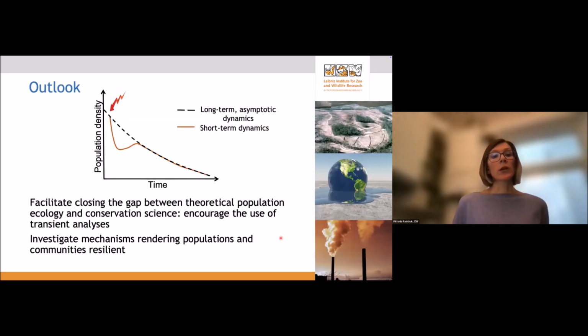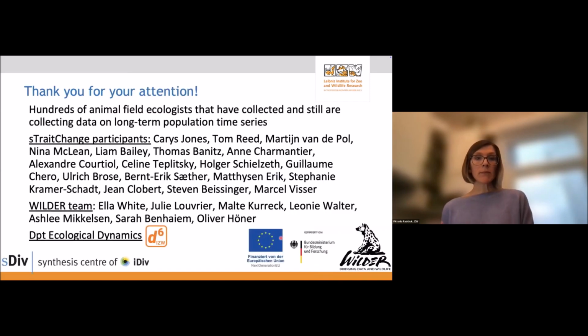And to give you a bit of an outlook, in one part of my future research, I would like to facilitate closing the gap between theoretical population ecology and conservation science by encouraging the use of transient analysis, and further by investigating mechanisms that render populations and communities resilient.